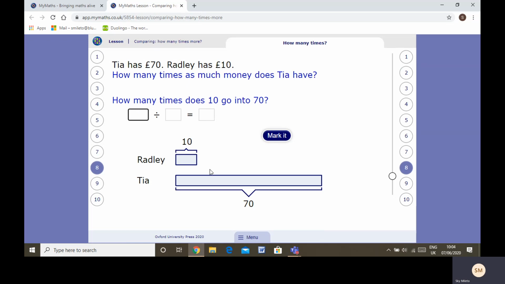So we know that to work out how many times more money Tia has than Radley, we need to do 70 divided by 10. And 70 divided by 10 would be 7.